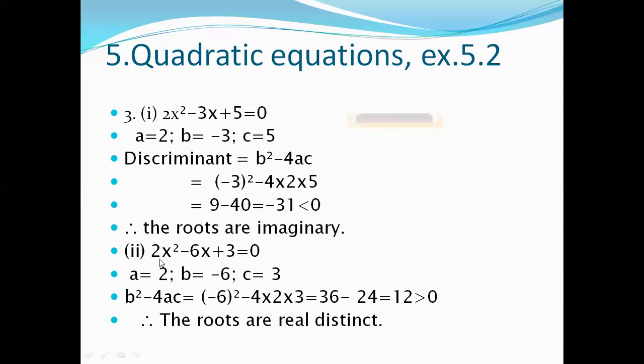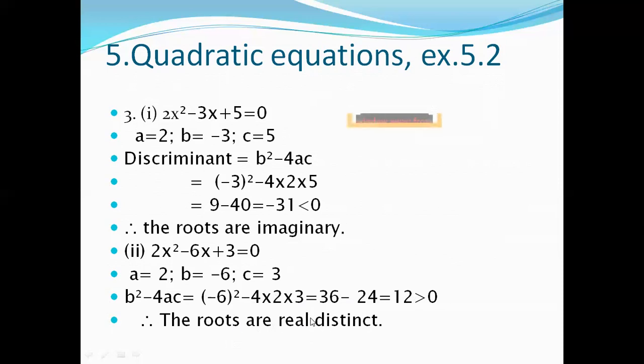Now, second one. 2x square minus 6x plus 3 equal to 0. a is equal to 2, b is equal to minus 6, c is equal to 3. So find the discriminant, b square minus 4ac. That means minus 6 whole square minus 4 into 2 into 3. Minus 6 into minus 6 is 36, minus 4 twos are 8, 8 threes are 24. 36 minus 24 is 12. Positive values are always greater than 0, so 12 is greater than 0. If the discriminant value is greater than 0, then the roots are real and distinct.